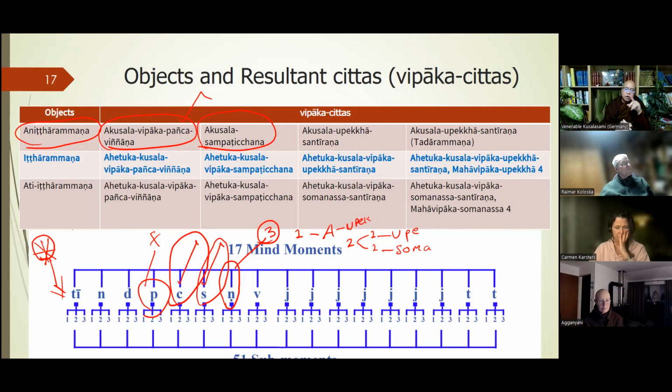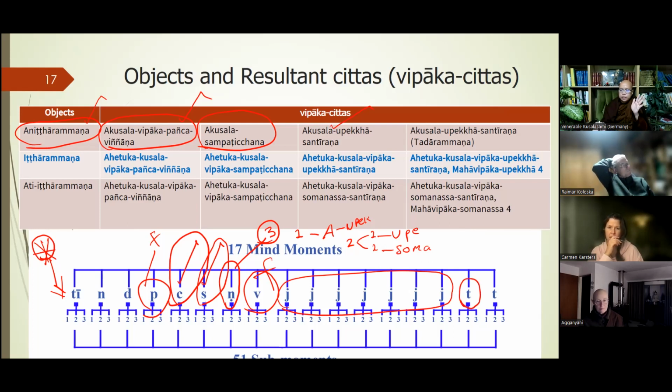So if the object of the thought process is undesirable, anitaramana object, santirana must be akusala. There is no 2 in the akusala, only upekha. Akusala upekha santirana. And Utthapana is functional. We are not talking about that. Javana is also not resultant.